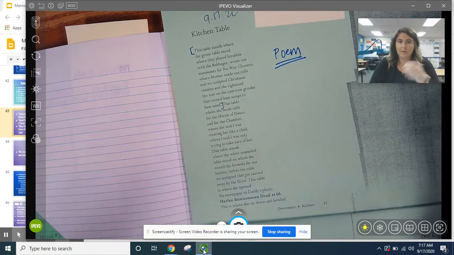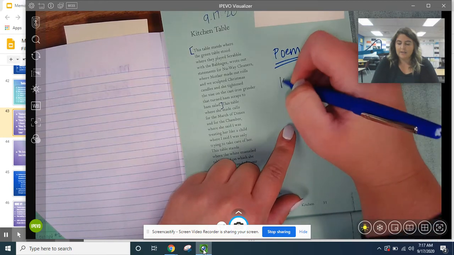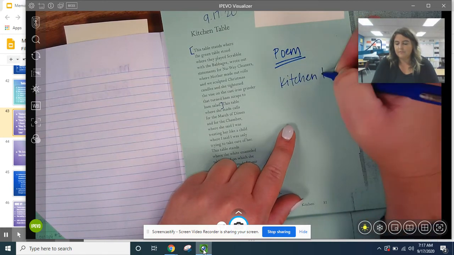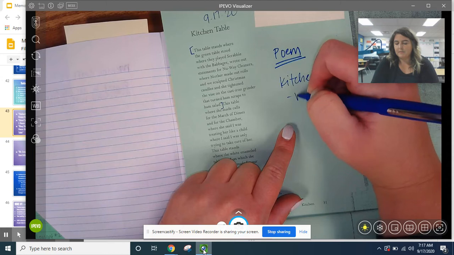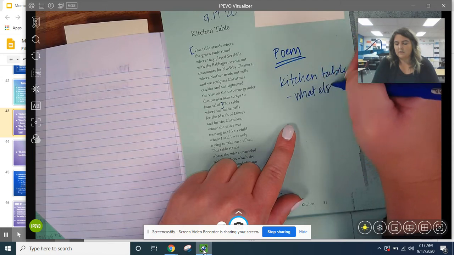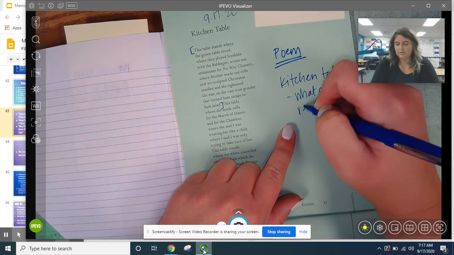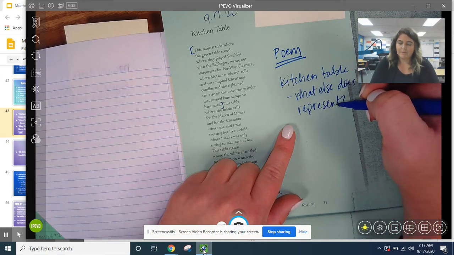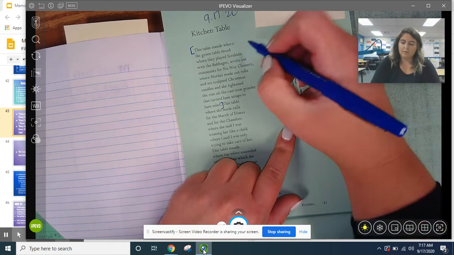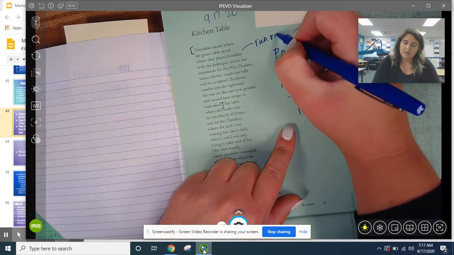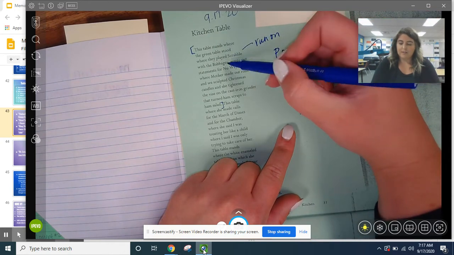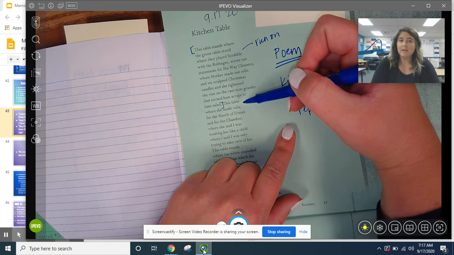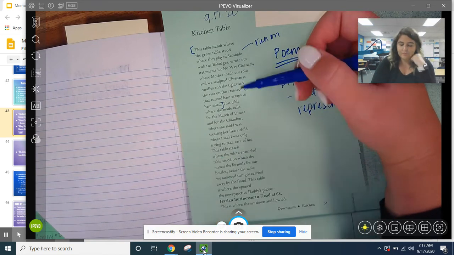And so one thing I want to ask myself is, I'm going to keep this idea in mind because it's called Kitchen Table. And I'm going to think to myself, what else does this represent? We're not going to touch a ton on symbolism today, but this is a great one for symbolism. But again, we're seeing a run-on sentence. We're seeing lots of commas and really specific moments at this kitchen table, right?